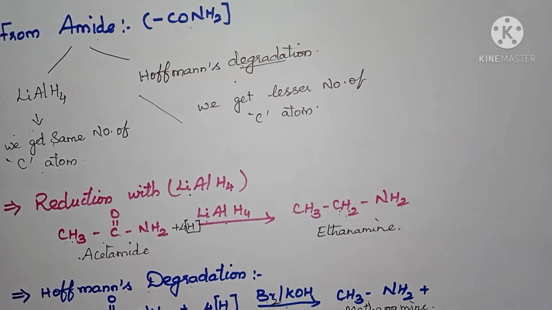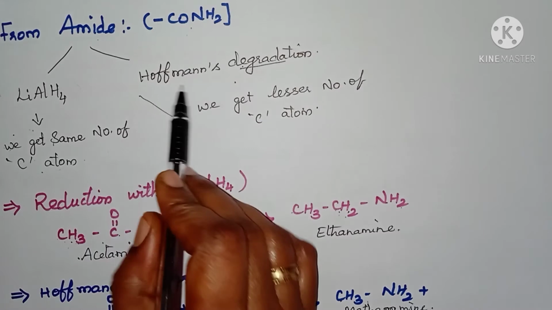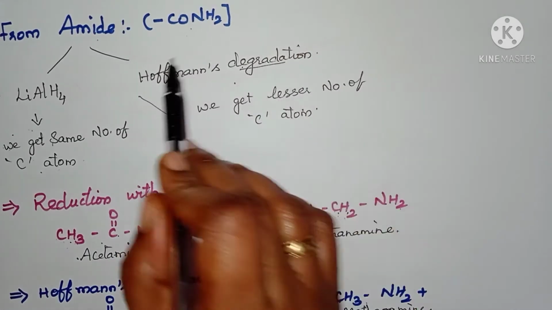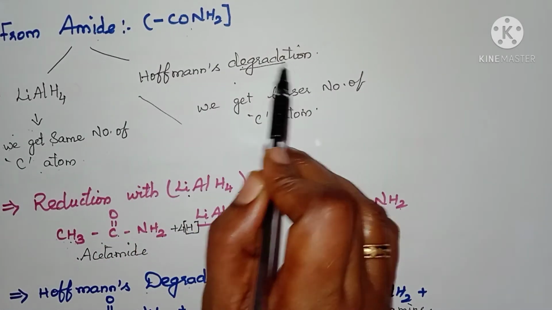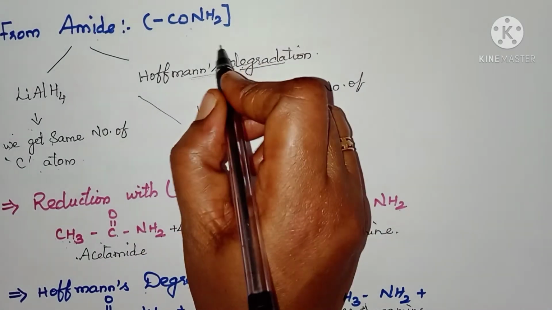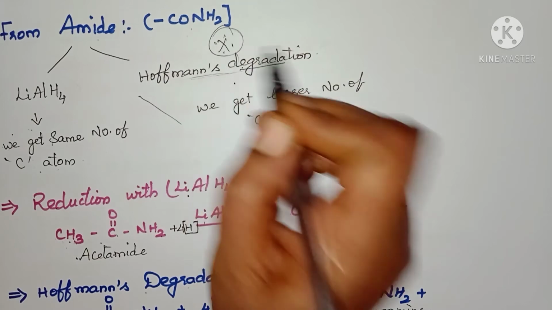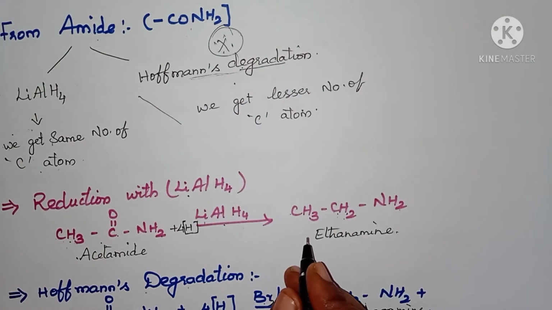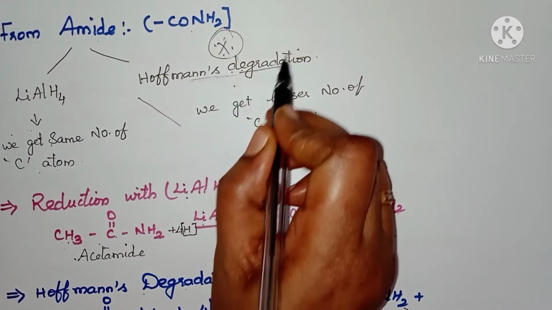So CH3NH2, like that it may change. But the another type is Hoffmann's degradation. Hoffmann's degradation is very, very important, and it's a naming reaction also. Naming reactions explain about the Hoffmann degradation. What do you mean by degradation?